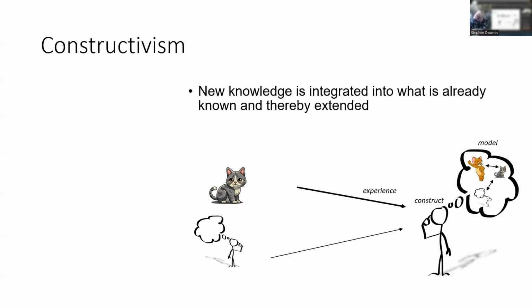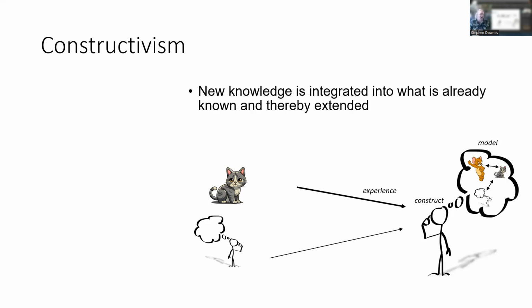In constructivism, new knowledge, new content, whatever you want to call it, is integrated into what is already known, and it's thereby extended. So if the teacher is talking about a cat, a person might already have a preconception of a cat. Perhaps that preconception includes mice. And so they will, through these experiences, construct or build or create a model in their own mind of whatever reality the instructor is trying to get across.